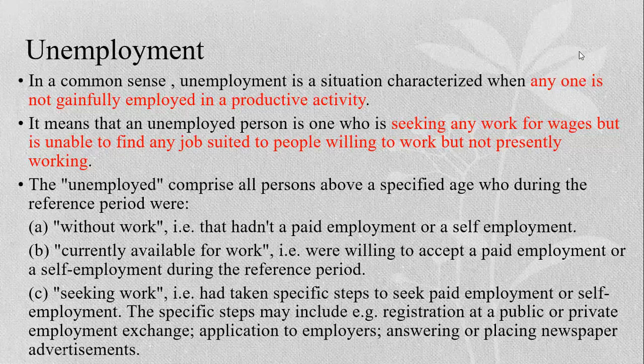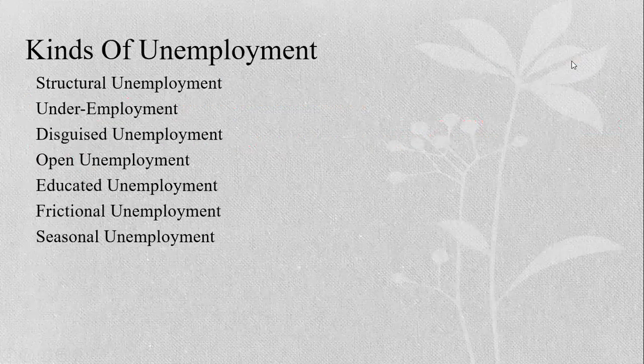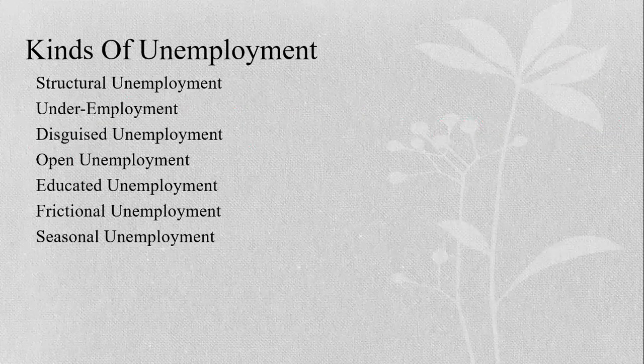So next, let's see what the different types of unemployment are. These are a few types of unemployment: structured unemployment, disguised unemployment, open unemployment, educated unemployment, frictional unemployment, and seasonal unemployment. One by one, we will discuss all these topics. A few topics you may find are overlapping. Yes, a few are overlapping, but there is a certain difference.